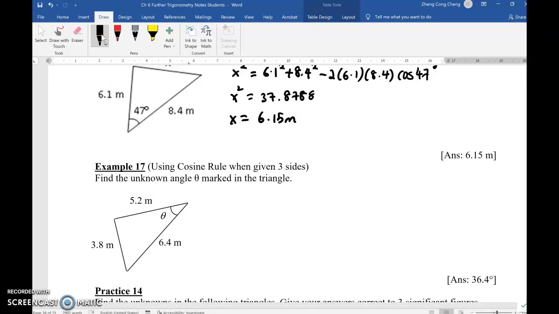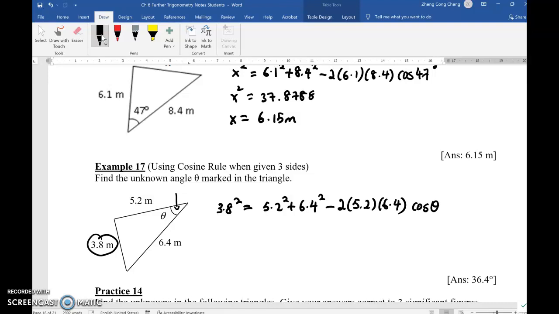The cosine rule can also be used to find an unknown angle. So we form the cosine rule, and 3.8 must be alone because we are using this angle. So 3.8 squared is equal to 5.2 squared plus 6.4 squared minus 2 times 5.2 times 6.4 cosine theta.